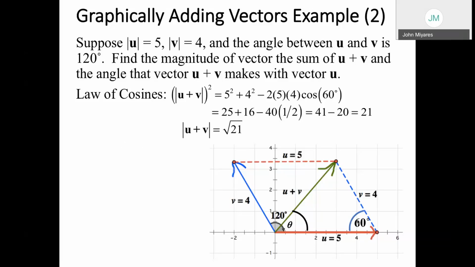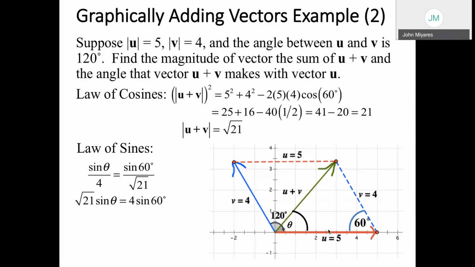Now we still need to find the measure of angle theta, which is the angle between this green vector u plus v and the red vector u. For that, we're going to have to use the law of sines. We now have the lengths of all three sides of the triangle, and we have the 60-degree angle in the corner, so we can say that the sine of angle theta over its opposite side, which is 4, equals the sine of 60 degrees over its opposite side, the square root of 21.